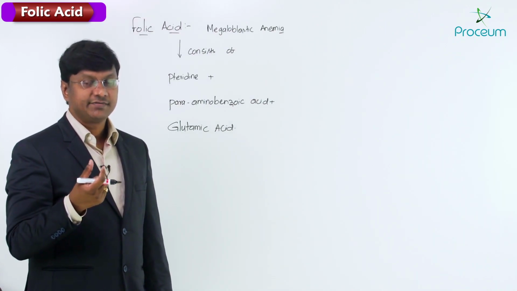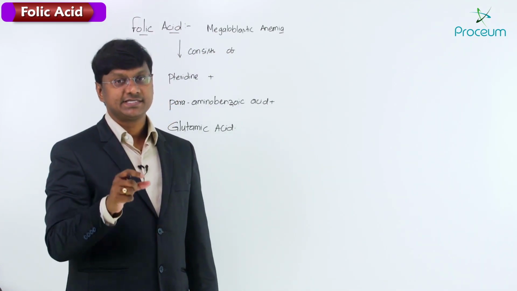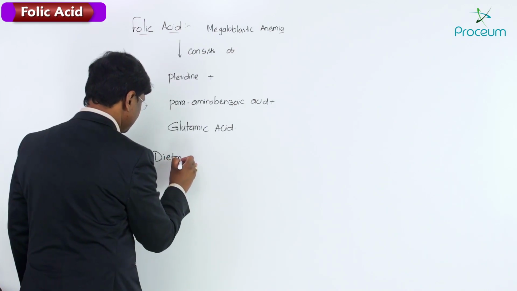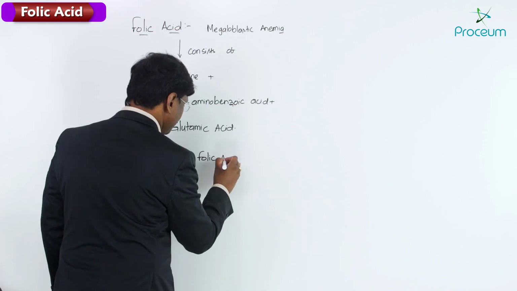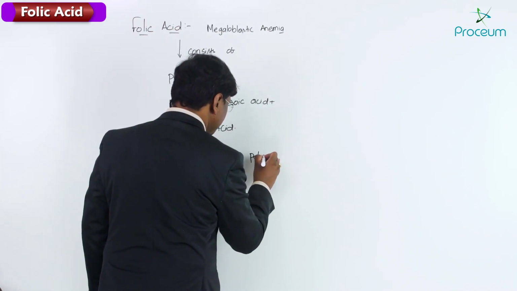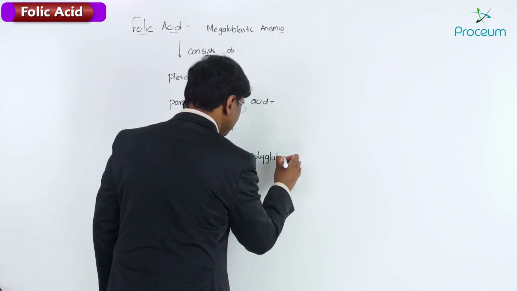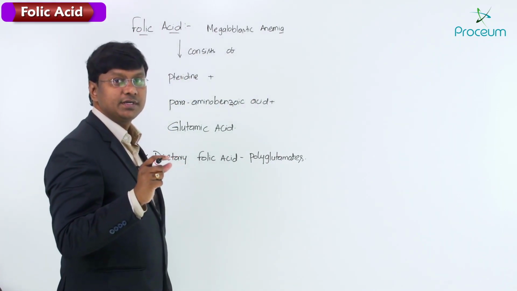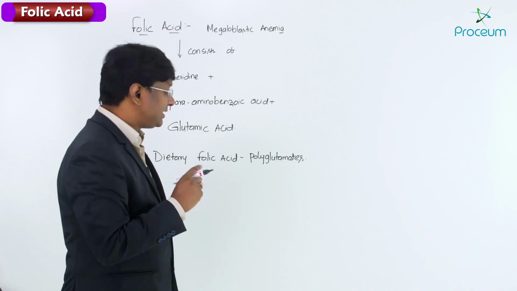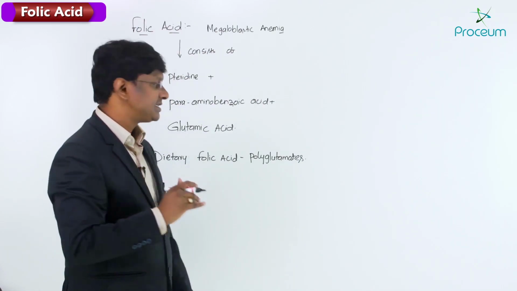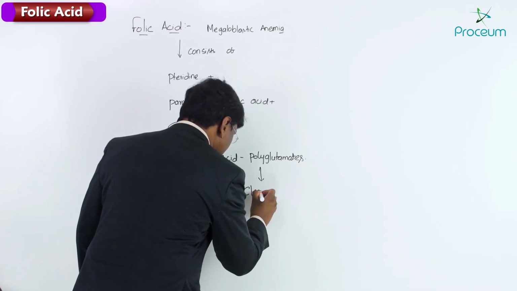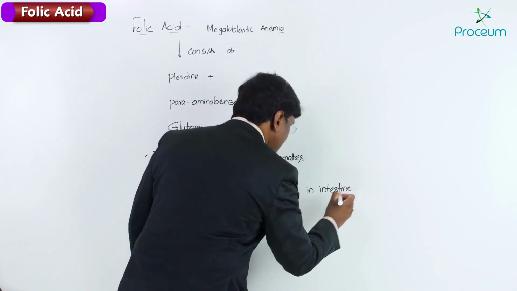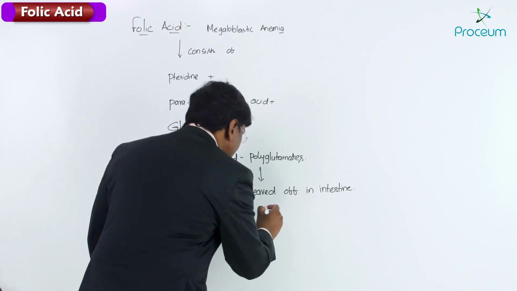Now, the folic acid that is available in the diet, your dietary folic acid, is in the form of polyglutamates. This is the dietary form of folic acid, and these polyglutamates are cleaved within the intestine before absorption.